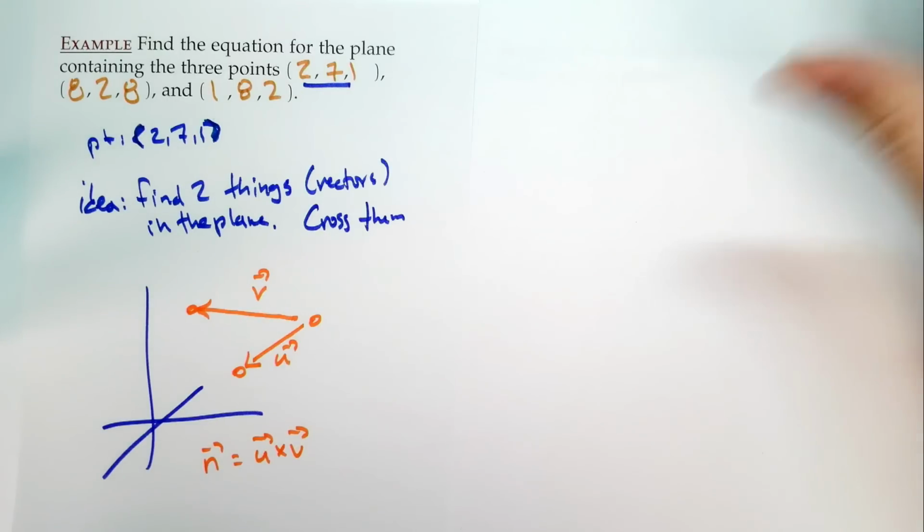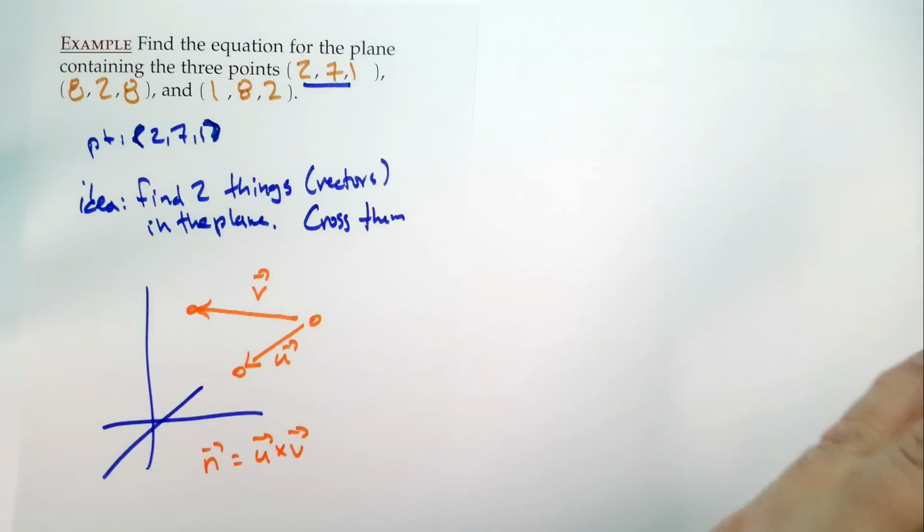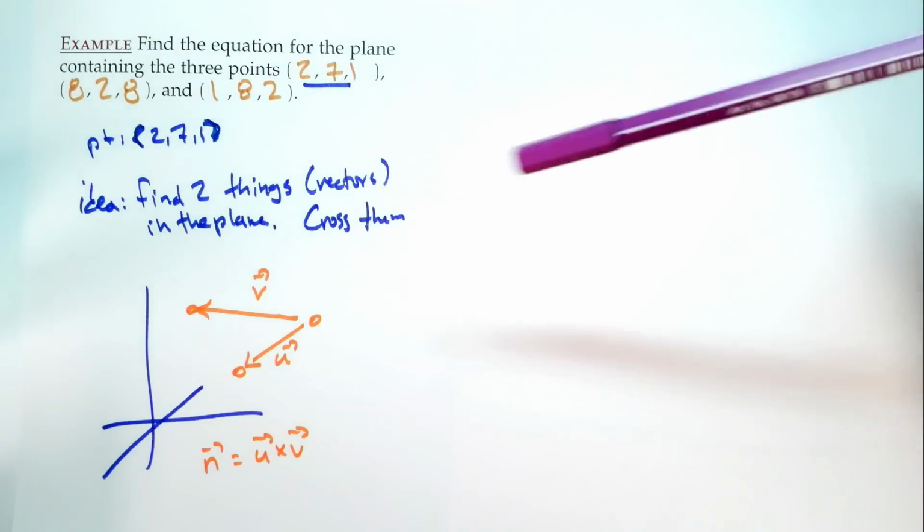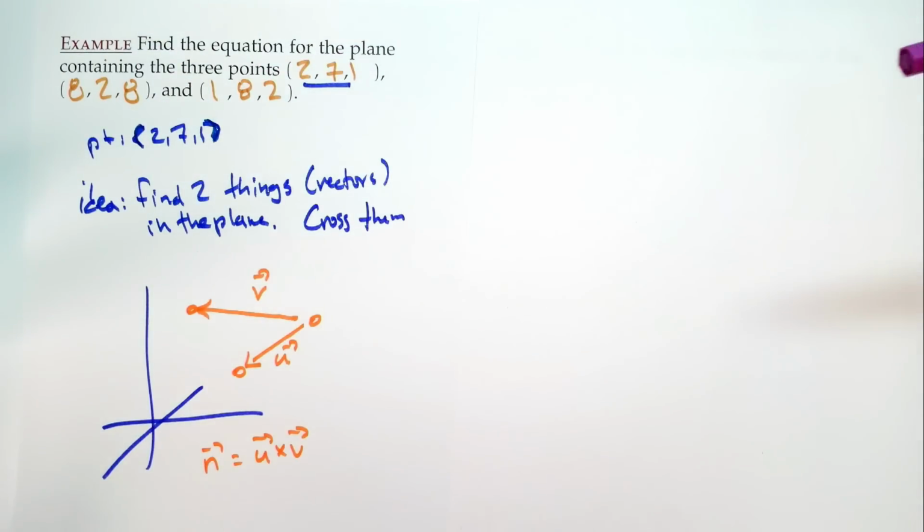So we finished last time by talking about a problem. We said, here's an outline of what we would do. Well, let's just do more than talk about the outline. Let's actually go ahead and finish the problem. So recall, what was it? We had 3 points, (2,7,1), (8,2,8), and (1,8,2). And we want to find the plane which contains those 3 points.